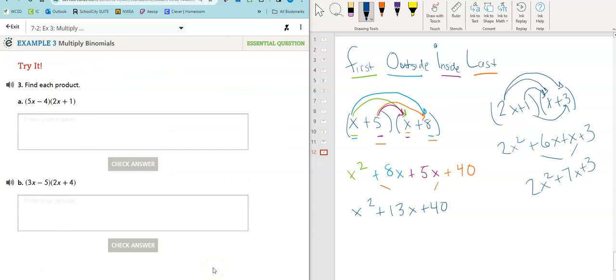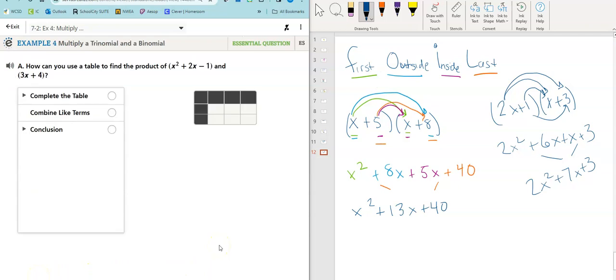All right, so again, use FOILing or use the distributive property if you would like. You could also still make a table if that works for you, but see if you can find the answers to these two problems.